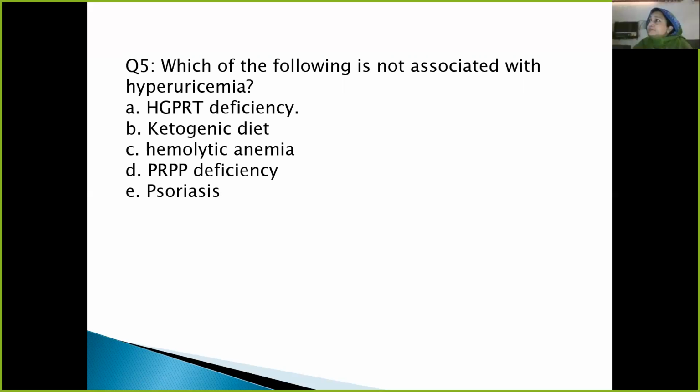Exactly. शहनाज कह रही हैं कि PRPP सबस्ट्रेट है यूरिक एसिड की फॉर्मेशन में, इसलिए इसकी डेफिशिएंसी is not associated with hyperuricemia. बाकी सारी कंडीशंस में हाइपरयूरिसीमिया होता है. HGPRT डेफिशिएंसी में हाइपरयूरिसीमिया होता है. हेमोलिटिक एनीमियाज में सेल ब्रेकडाउन ज्यादा होता है, इसलिए हाइपरयूरिसीमिया होता है. सोराइसिस में सेलुलर टर्नओवर तेज होता है, इसलिए.